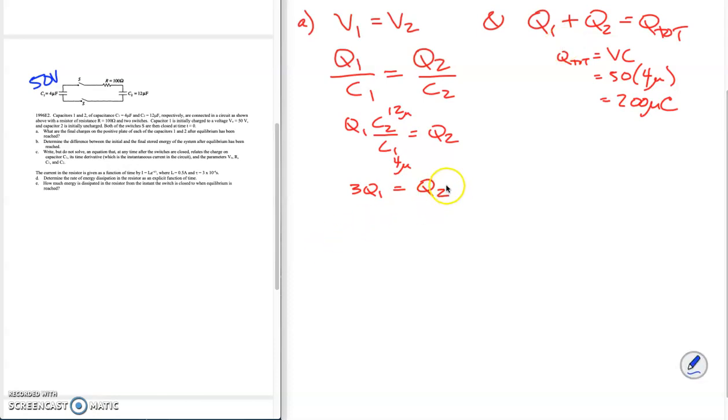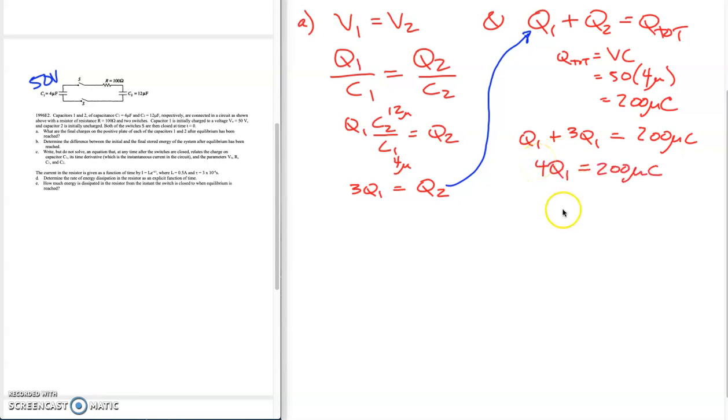We can take that relationship and plug it into here. So Q1 plus 3Q1 equals 200 microcoulombs. 4Q1 is 200 microcoulombs. That means Q1 is going to be 50 microcoulombs, which, taking back over to our original equation, Q2 is 3 times that, also known as 150 microcoulombs.